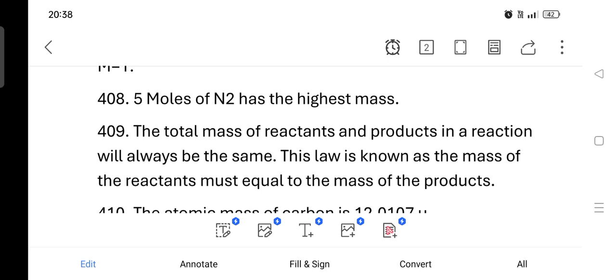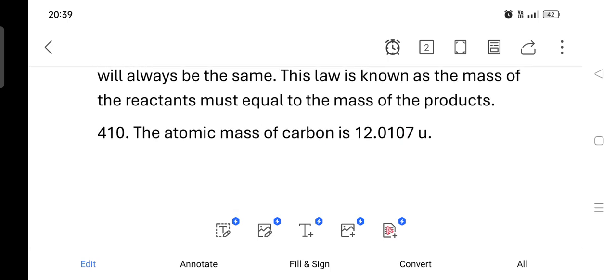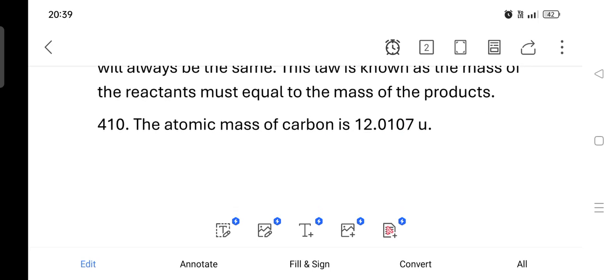The total mass of reactants and products in a reaction will always be the same. This law is known as the law of conservation of mass: the mass of the reactants must equal the mass of the products. The atomic mass of carbon is 12.0107 u.